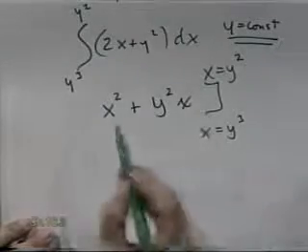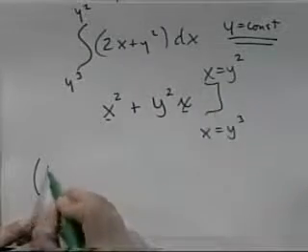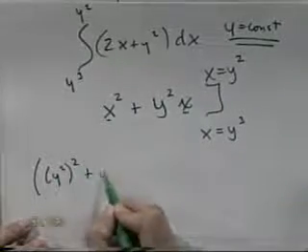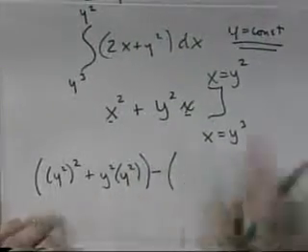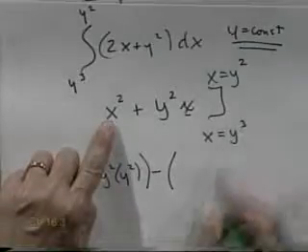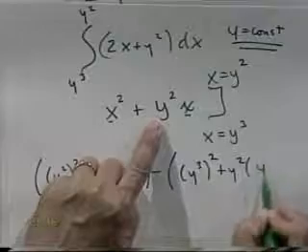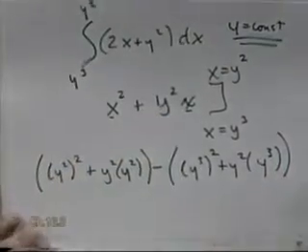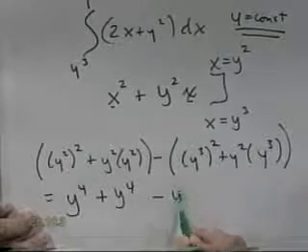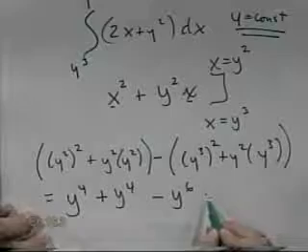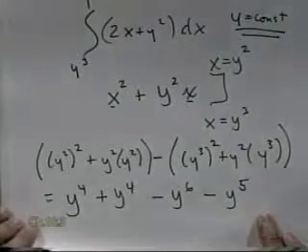So what are we doing? Where I see x, I take it out and replace it with y squared. So this is plug in the top, minus, where I see x, I take it out and replace it with y cubed. So this gives me y to the 4th plus y to the 4th minus y to the 6th minus y to the 5th. And all of that is going in for my integral.